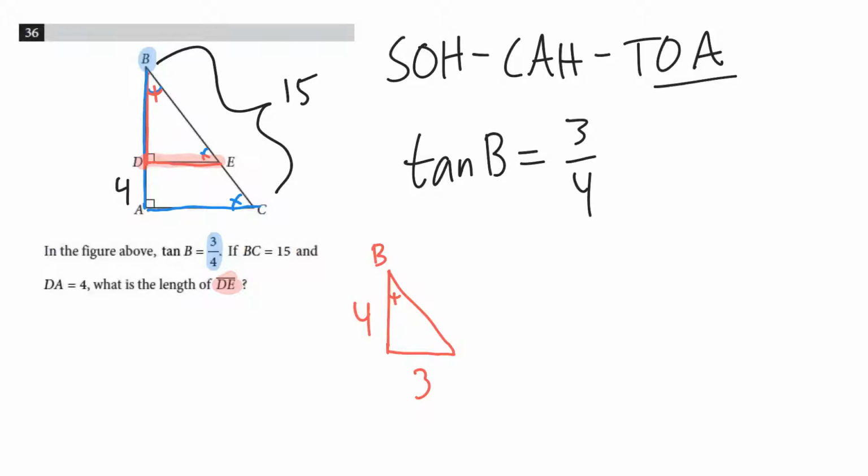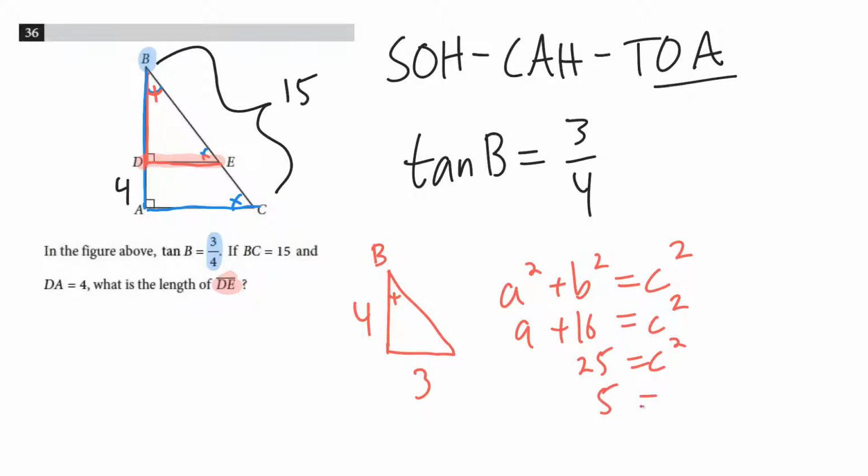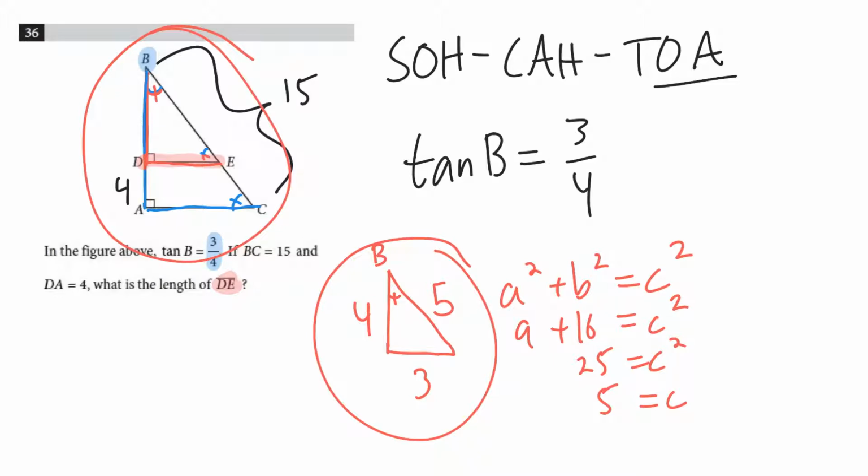Well, hypotenuse would be a squared plus b squared equals c squared. That would be 9 plus 16 equals c squared. So 25 equals c squared, so 5 would equal c. That's a very common 3-4-5 triangle. Okay, so then we know that this triangle must be similar to this large triangle.